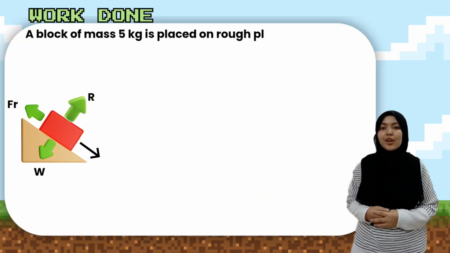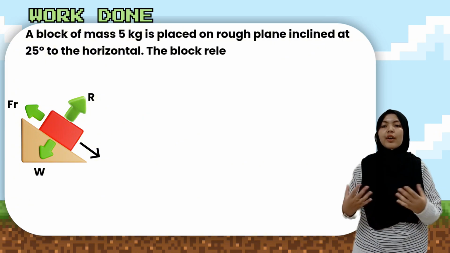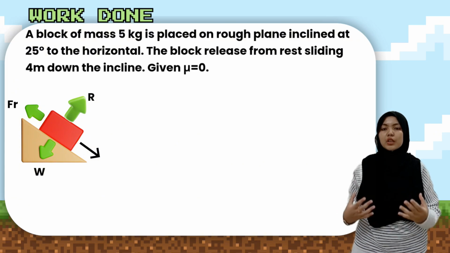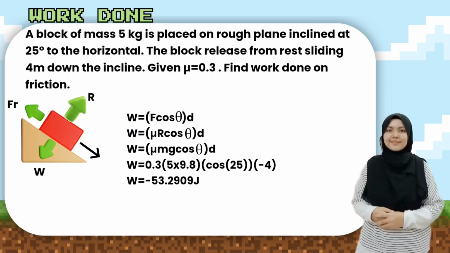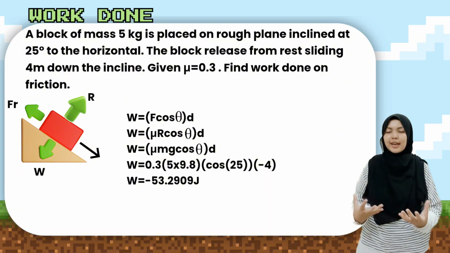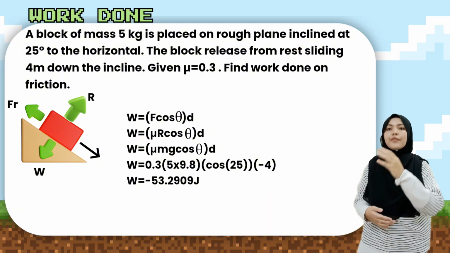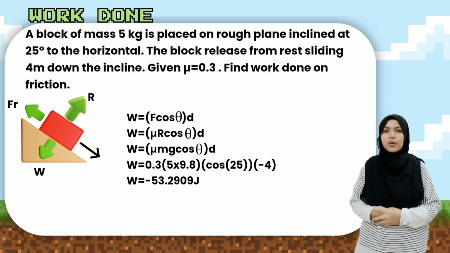The question is: a block of mass 5 kg is placed on a rough plane inclined at 25 degrees to the horizontal. The block is released from rest, sliding 4 meters down the incline. Given that the coefficient of friction equals 0.3, find the work done by friction. Next, sketch the diagram. From the diagram, we get the normal force, weight, and also friction in the opposite direction from the box sliding down. So the distance will become -4.